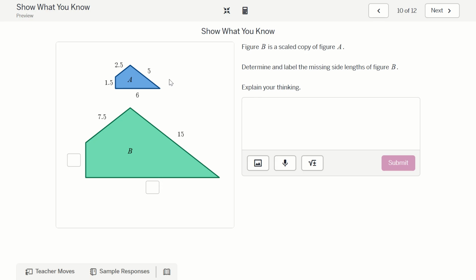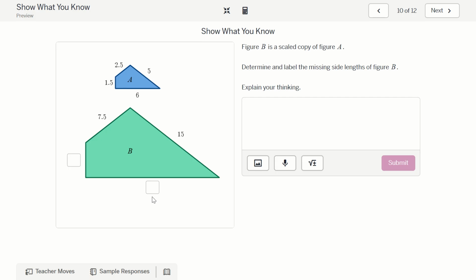The 15 and 5, so what's our scale factor? More specifically, we are multiplying by 3. So, remember, this did say it's a scaled copy. You guys can double check, see if 2.5 times 3 is 7.5. And then you guys are going to multiply the other two to figure out what the missing sides are.